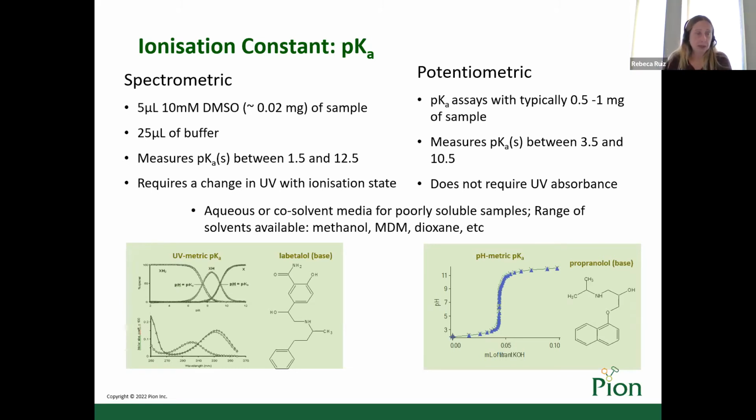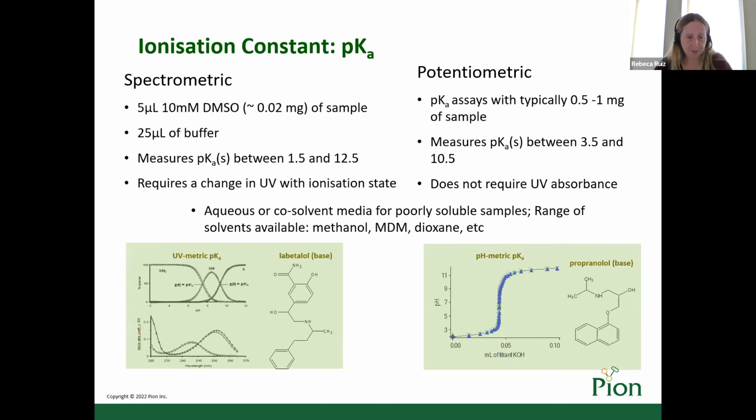But for the potentiometric technique, more sample is needed, between 0.5 and 1 milligrams, depending on the molecular weight of the compound. The range of the pKa's which can be determined is narrower, between 3.5 and 10.5. However, pKa's can be determined for UV or not UV active compounds. Both techniques could be carried out in aqueous media and with the use of co-solvents if the sample is poorly soluble in water.